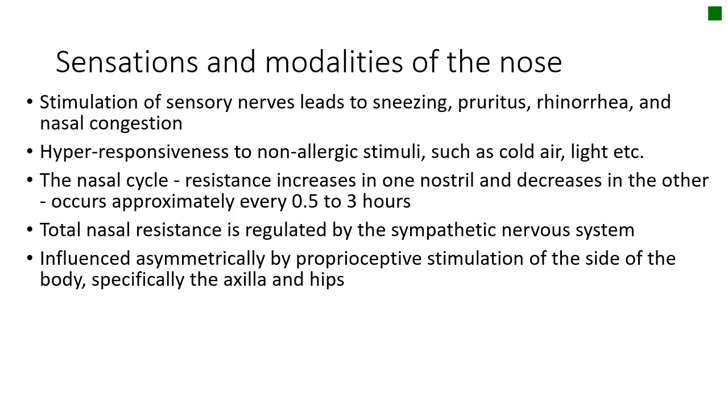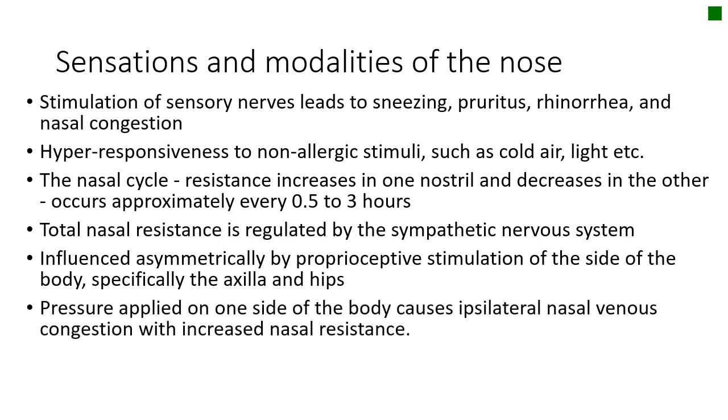The same thing applies to axillary stimulation, which means if you happen to put a tennis ball under your armpit on the side opposite to the blocked nose, you will be able to find some relief. This is also known as the crutch response. Like a crutch under the armpit, it works on similar lines. Now, pressure applied on one side of the body causes what is known as an ipsilateral nasal venous congestion.